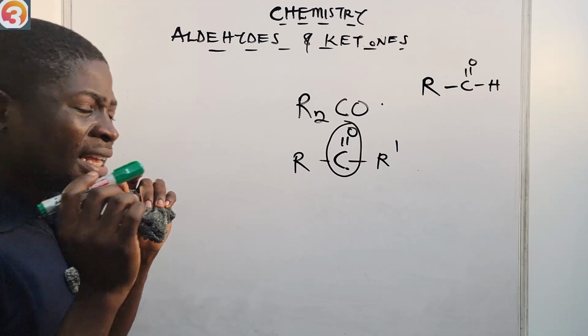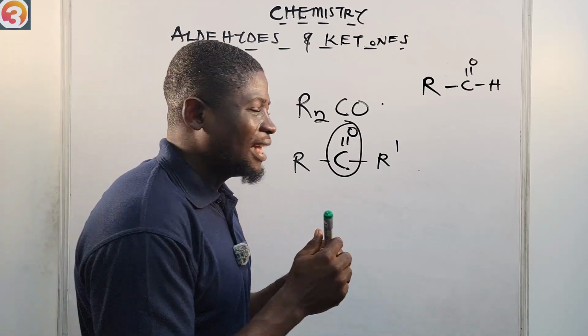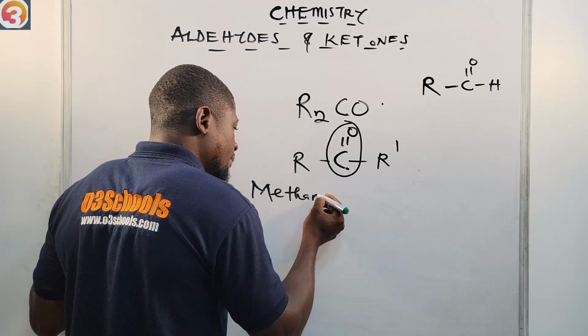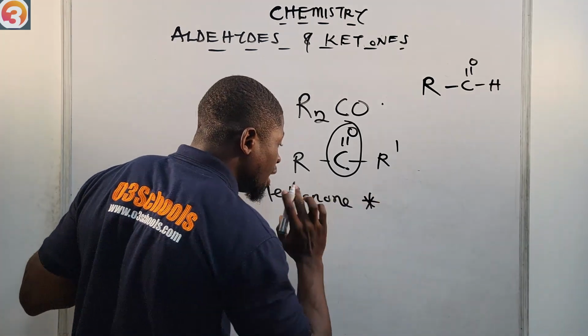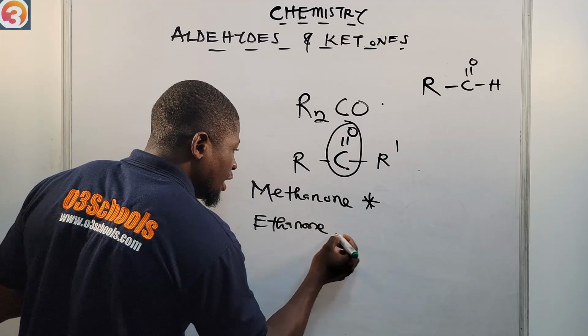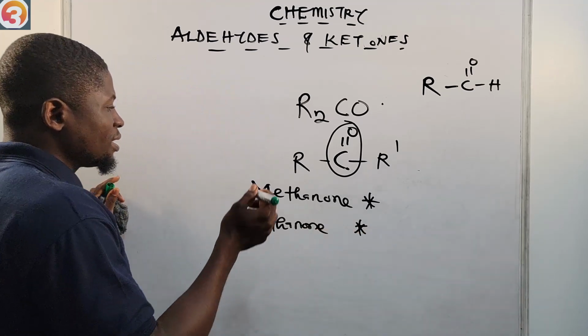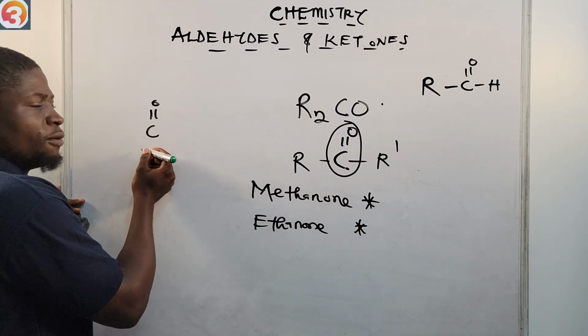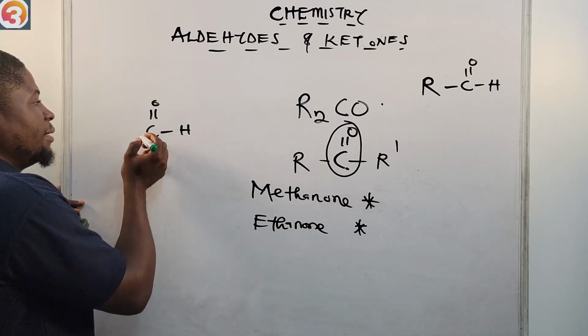So now, the simplest member of the ketones. Take note that we do not have anything like methanone, no deal. There's nothing like ethanone also. Because let's say we have C double bonded to O. For this structure to be complete, there will be an H here.